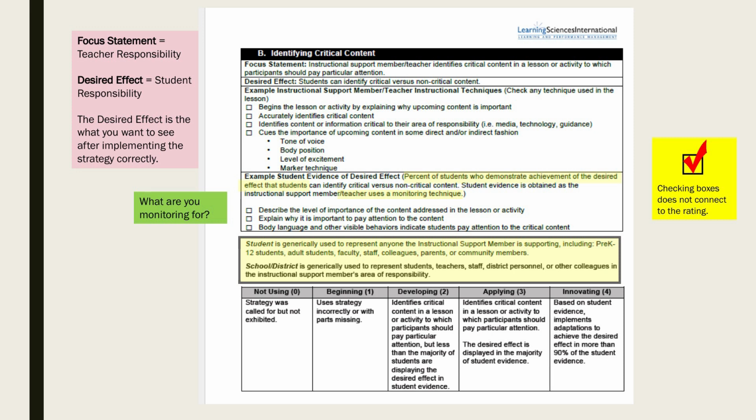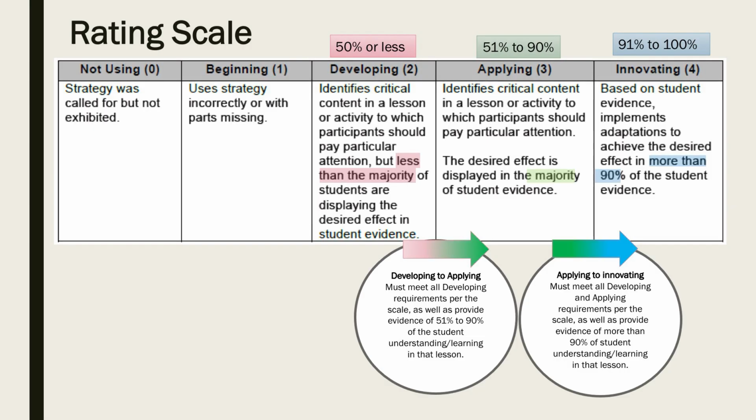At the top of each element protocol, you will find the focus statement. This describes what the teacher's responsibility is for each element. Under the focus statement is the desired effect. The desired effect describes what you want to see as a result of implementing the strategy correctly. As you move down, you see examples of specific techniques for implementing the strategy. At the bottom of each protocol is a scale.